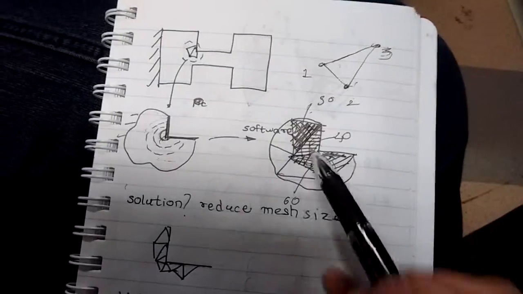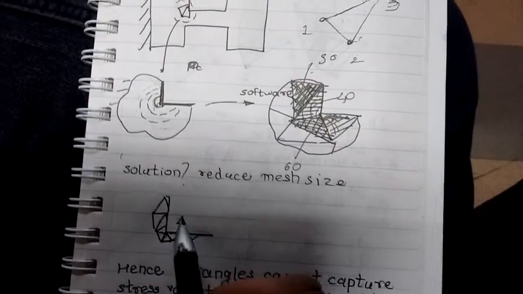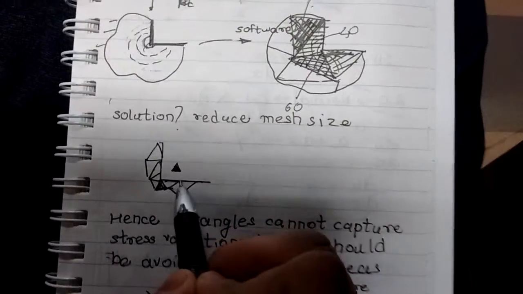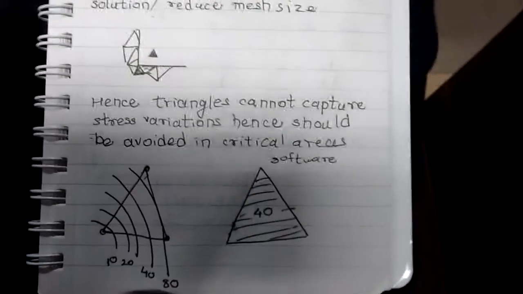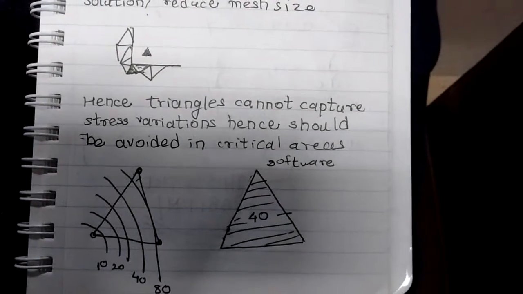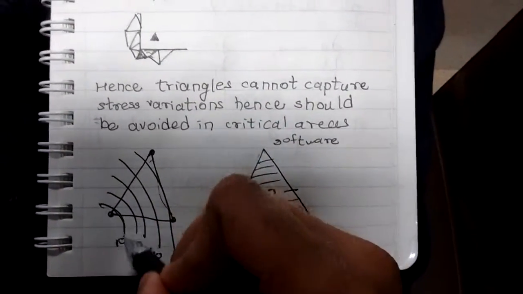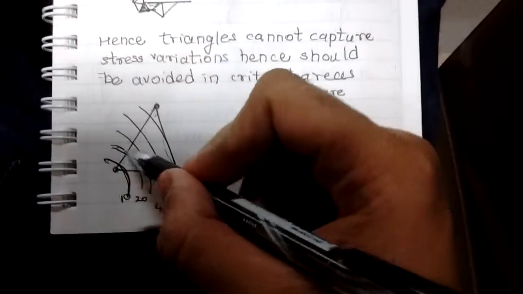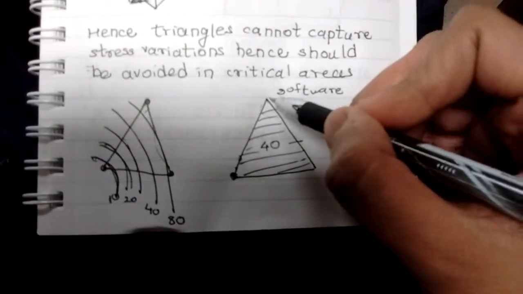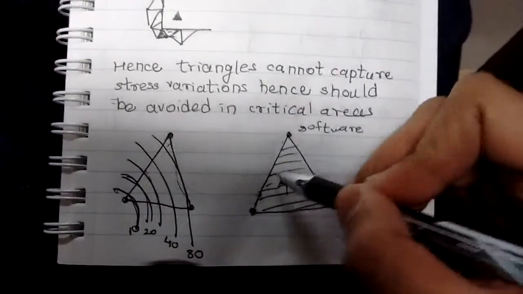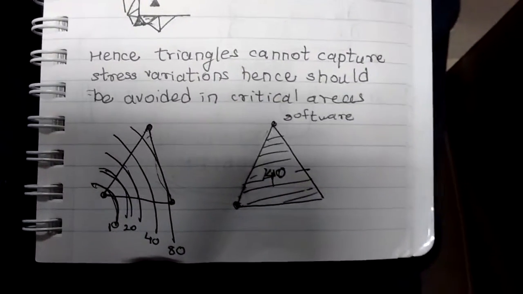So one solution to this problem could be to refine the mesh, make a finer mesh. For smaller triangles the stress would remain constant for a smaller region, and you will get somewhat better results than a coarse mesh. Hence this is the basic reason why triangles are not used to capture stress variation in 2D. So if the stress variation in actual cases is like this, 10 MPa, 20 MPa, 30 MPa and so on, and you mesh it with a linear triangular element, what you will get is just one value throughout the triangle, that is 40 MPa, and you won't be able to capture the variation in stress, and hence you won't get good results.